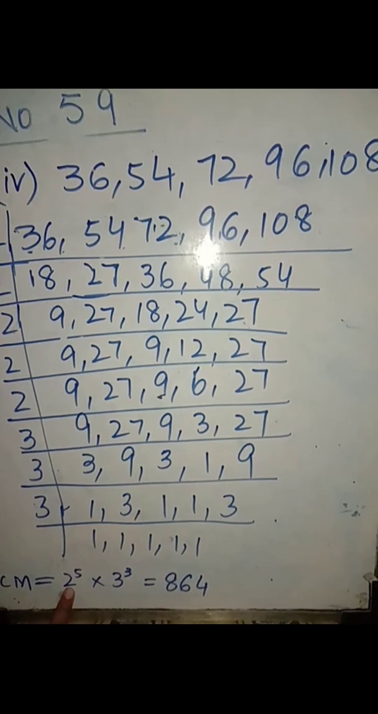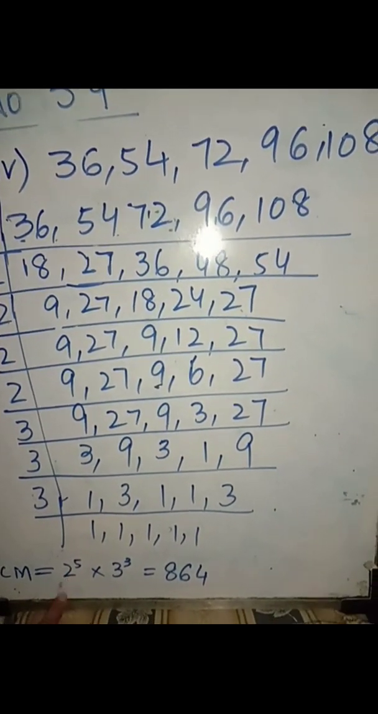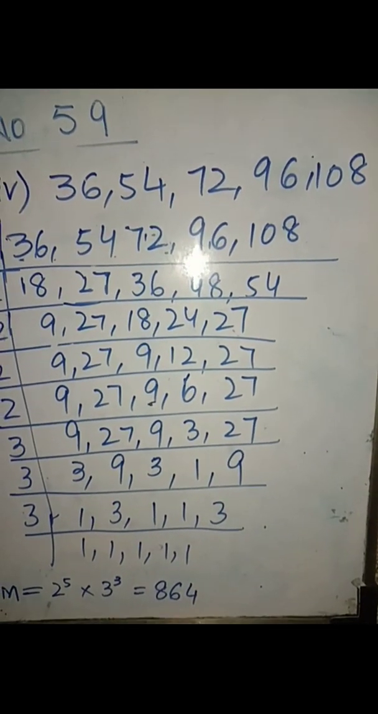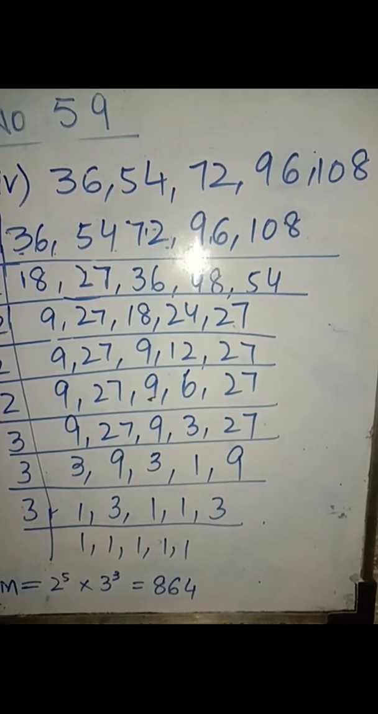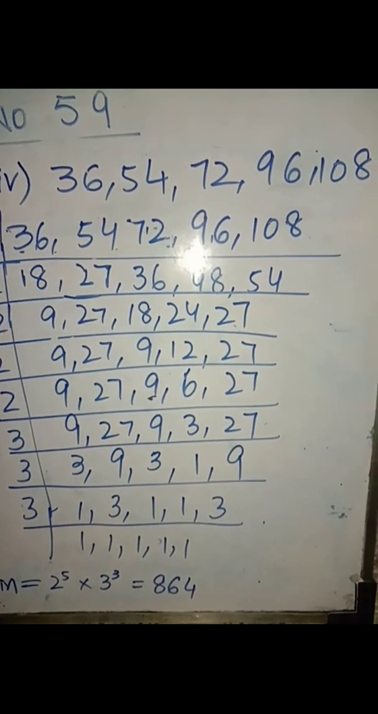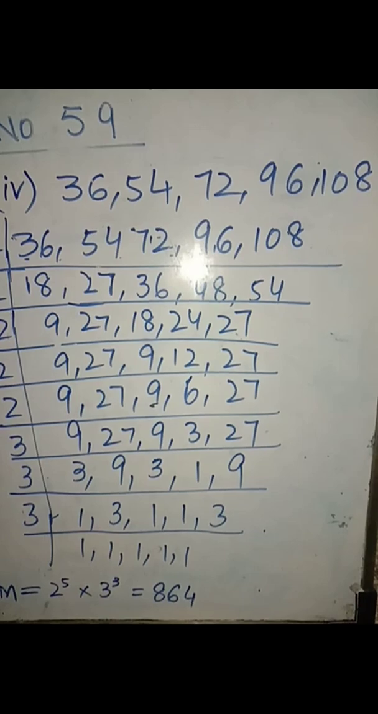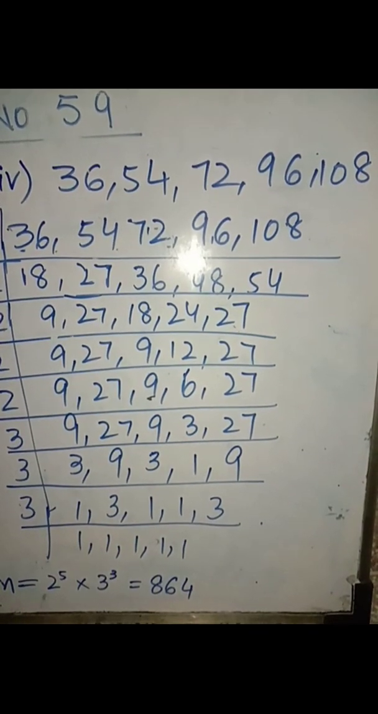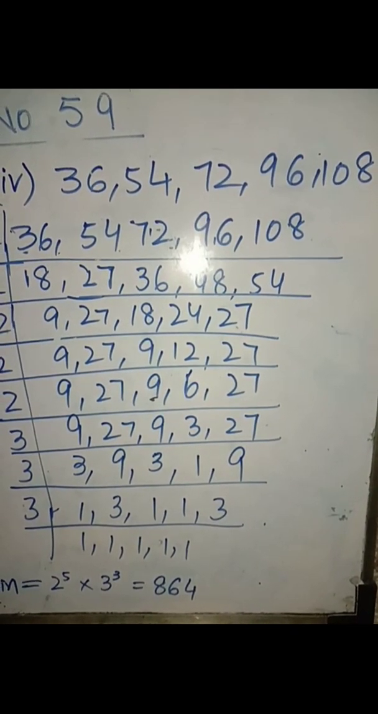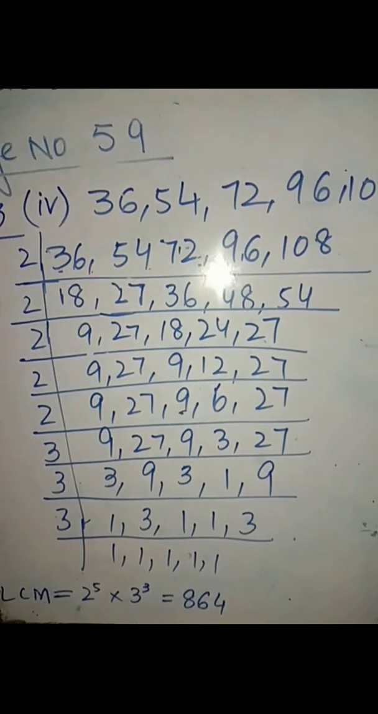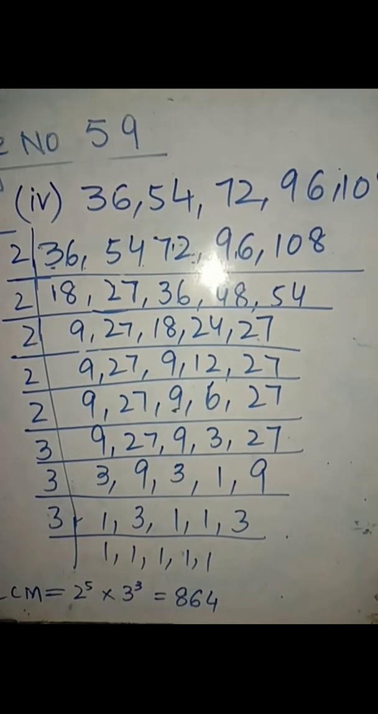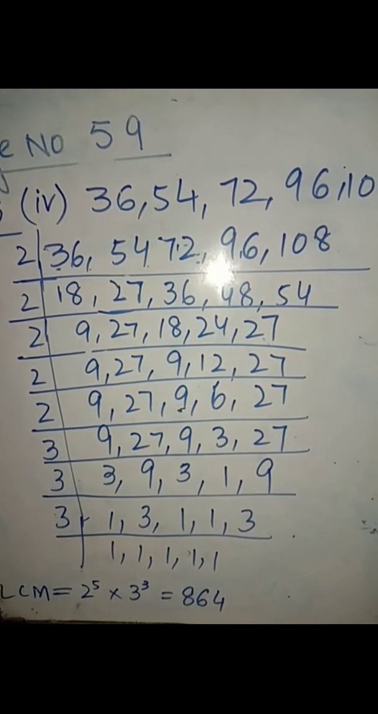2 to the power 5 means we have 2 2s are 4, 4 2s are 8, 8 2s are 16, 16 2s are 32. And 3 raised to the power 3 means 3 times 3 times 3. 3 3s are 9 and 9 3s are 27. 32 multiplied by 27, we got 864 as the LCM of 36, 54, 72, 96 and 108.